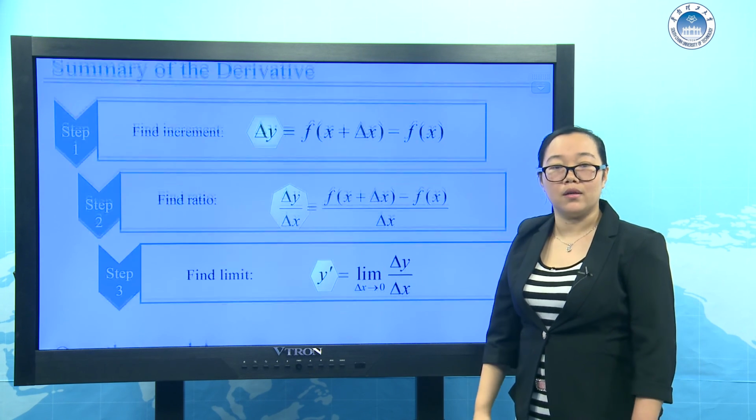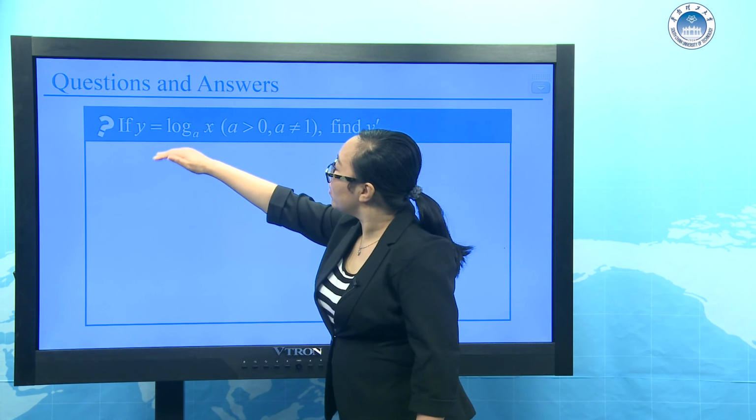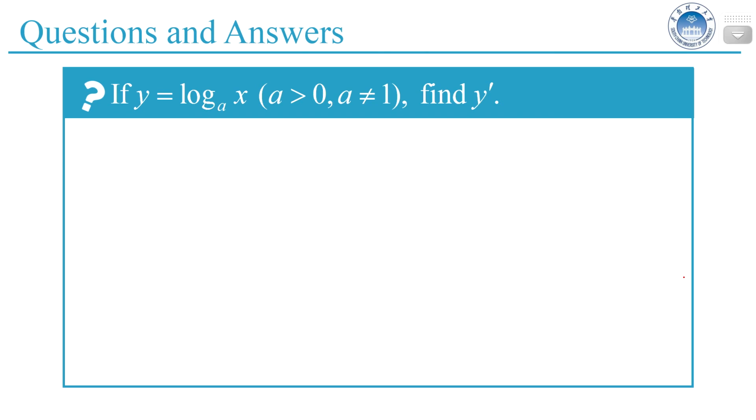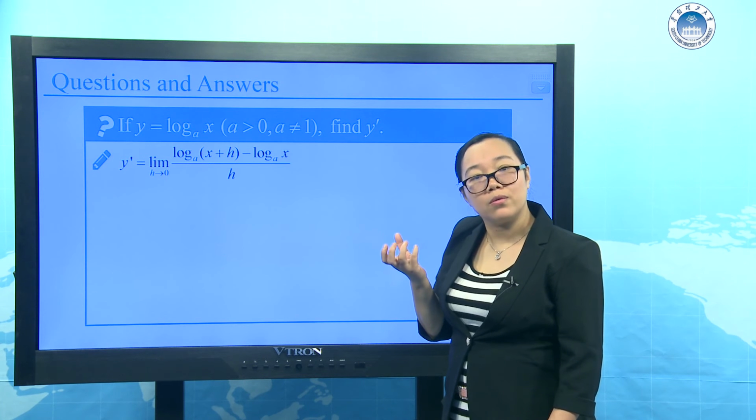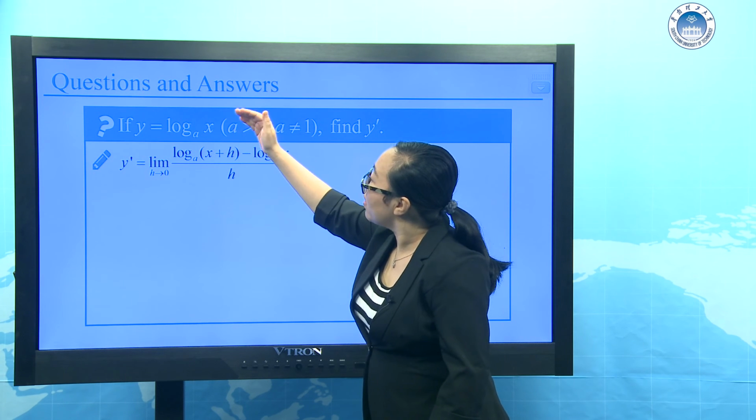So now look at the question. Look at question 1. If y equals log_a x, a greater than 0 and doesn't equal 1, try to find y prime. How to find it? Yes, according to our definition. We write it. The first step, y prime equals the limit of [f(x plus h) minus f(x)] over h. What is our f in this question? Our function in this question is log_a x.